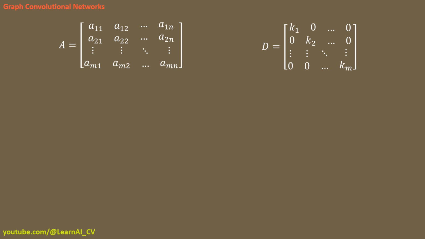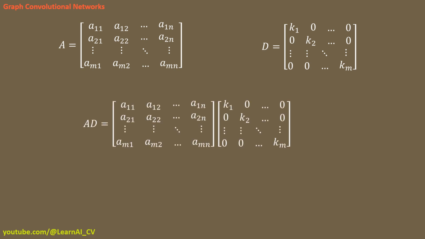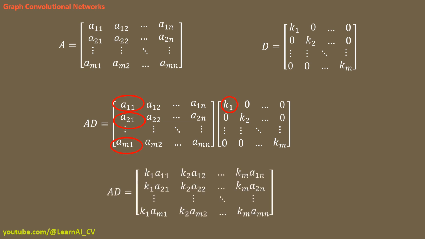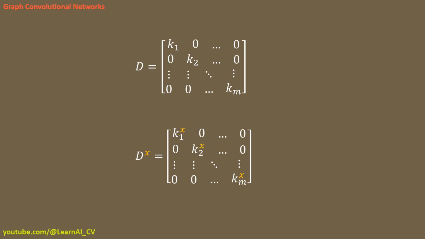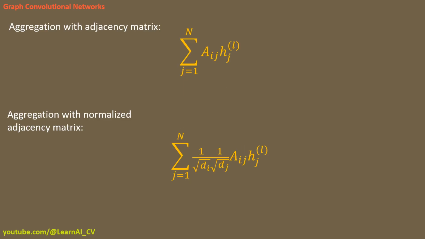What is the result of post-multiplying a matrix by a diagonal matrix? The result is that of multiplying the column i of matrix A by the factor ki. The successive columns of the original matrix are simply multiplied by successive diagonal elements of the diagonal matrix. For computing the power of a diagonal matrix, we must compute the power of the diagonal elements. In the normalized adjacency matrix, the aggregation is divided by the square root of the destination and source node degrees.